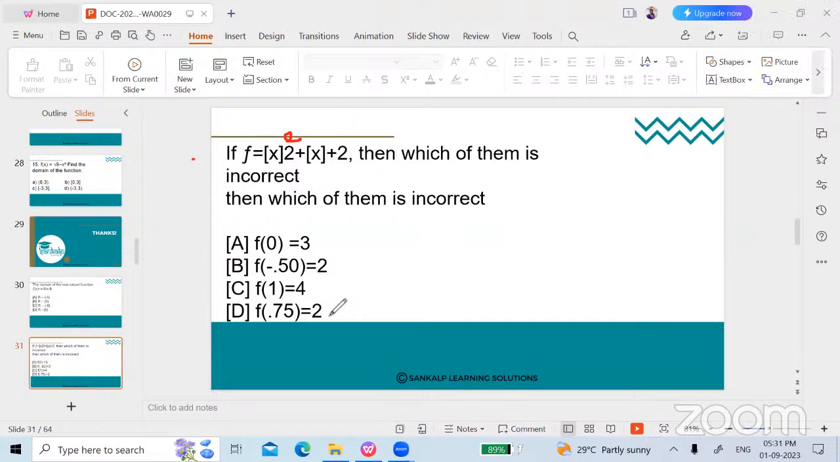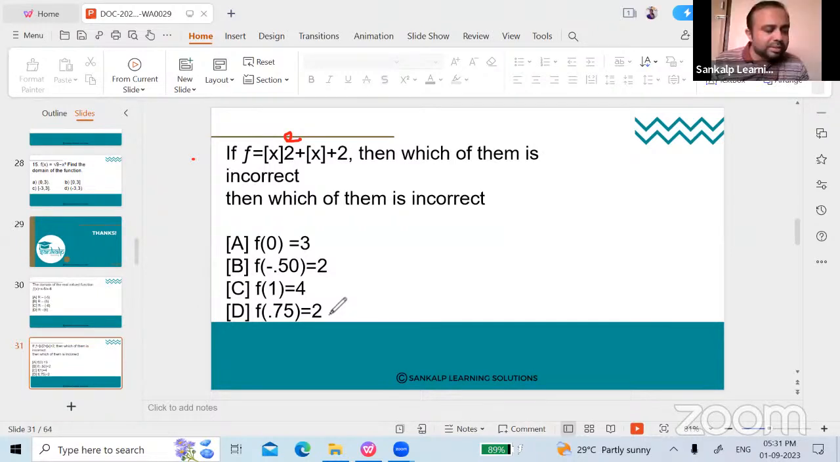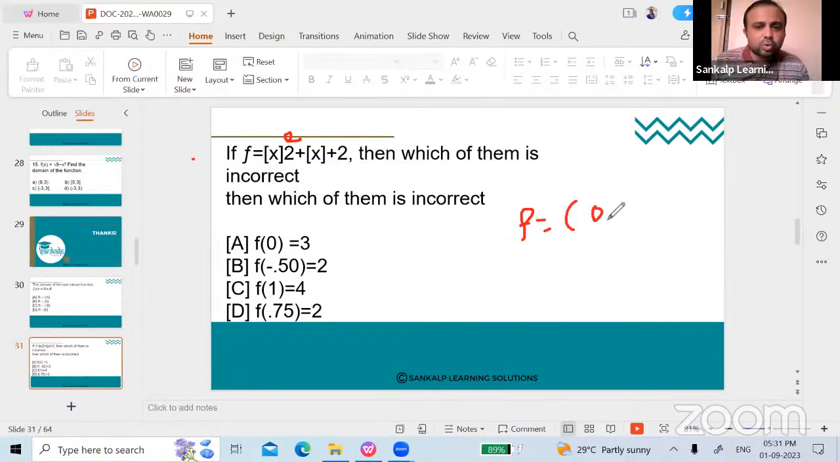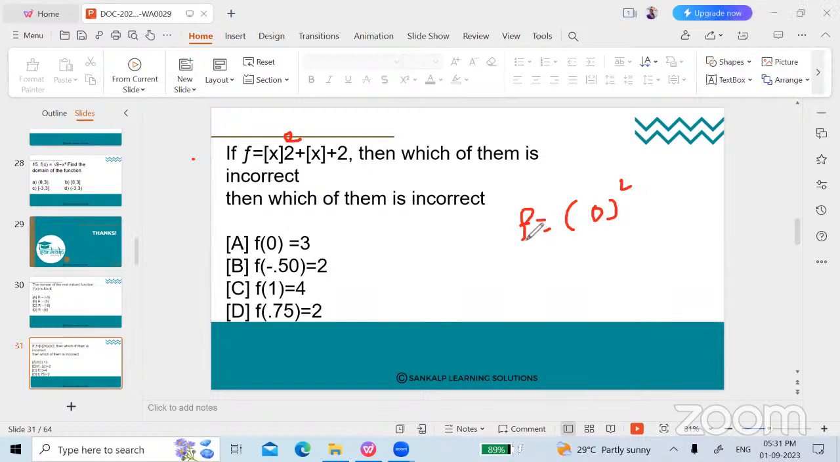Option A, sir. Option A. How? Please, who will give the answer? He has to give the reason also. Yes, sir. Yes, please. f of 0 is equal to 0 into 2 square under 0, sir. f of 0 is 0 square. 2 square, sir. 2 square, okay.